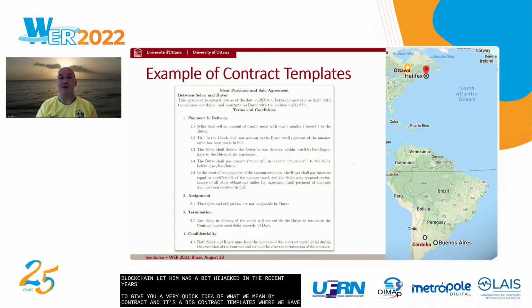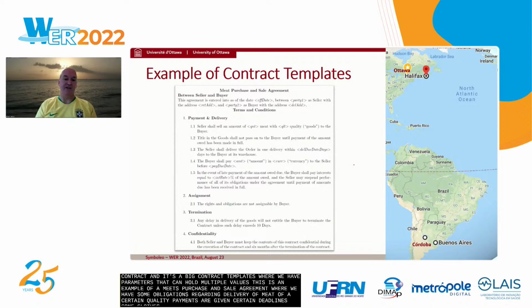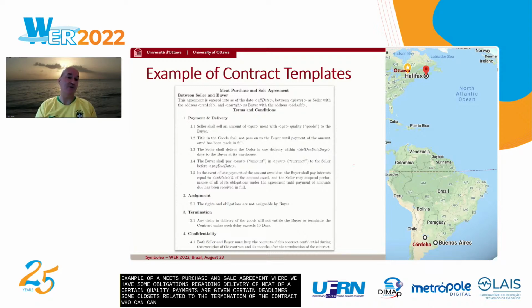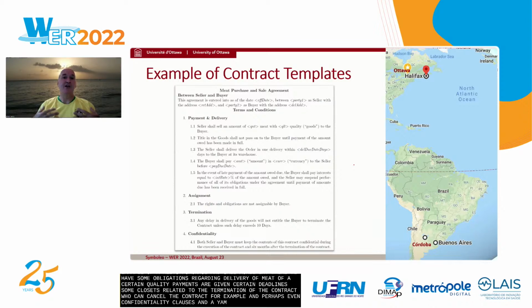Templates where we have parameters that can hold multiple values. This is an example of a meat purchase and sale agreement where we have some obligations regarding delivery of meat of a certain quality, payments given certain deadlines, some clauses related to the termination of the contract, who can cancel the contract, for example, and perhaps even confidentiality clauses at the end. So I could instantiate that contract template with specific values that will enable me to buy essentially some meat from Cordoba and bring this to Ottawa.